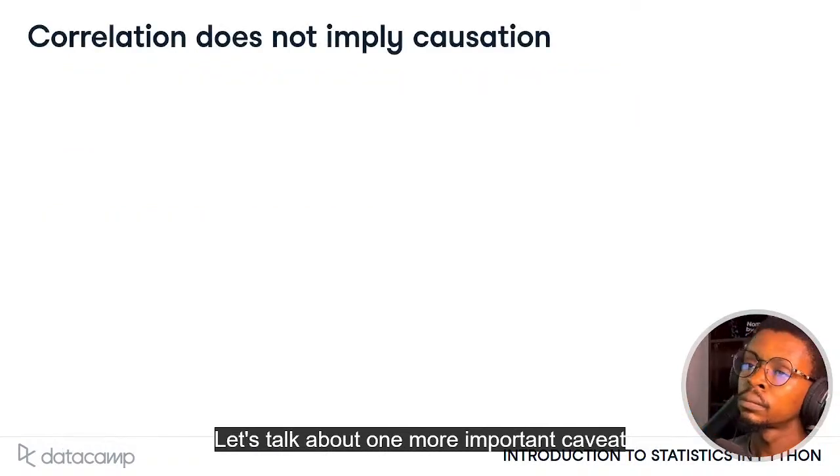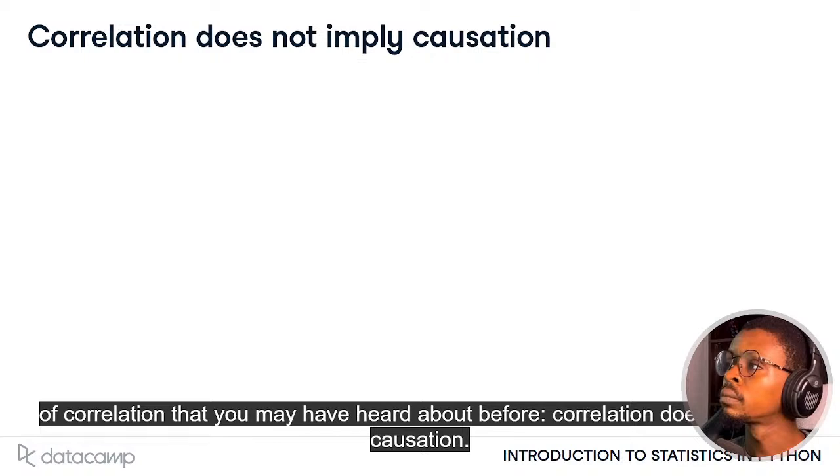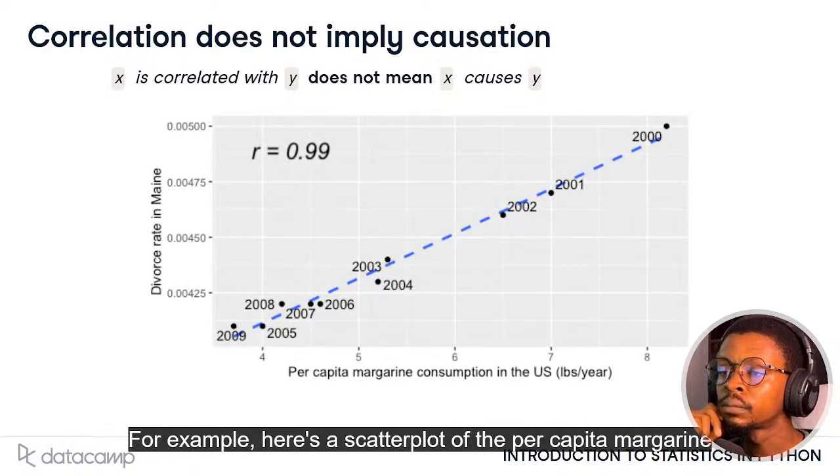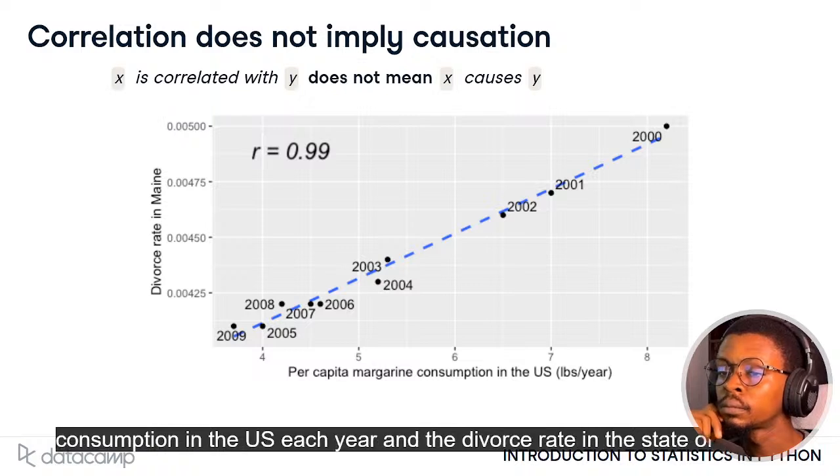Let's talk about one more important caveat of correlation that you may have heard about before. Correlation does not imply causation. This means that if x and y are correlated, x doesn't necessarily cause y. For example, here's a scatter plot of the per capita margarine consumption in the US each year versus the divorce rate in the state of Maine.